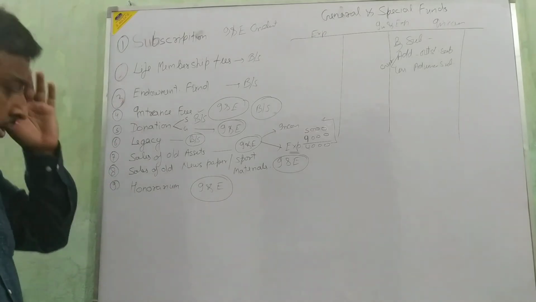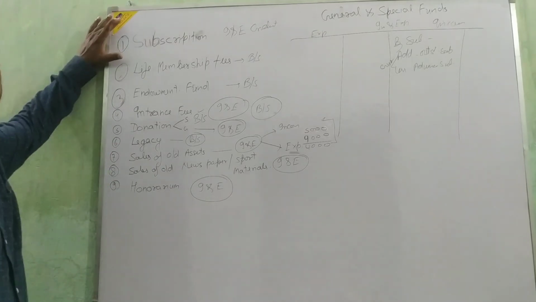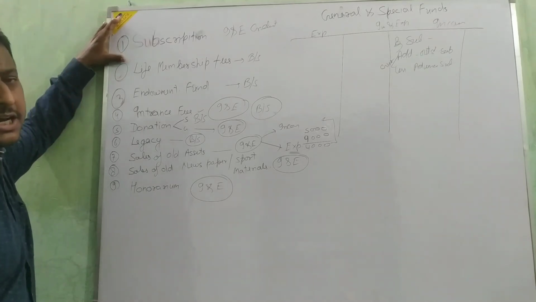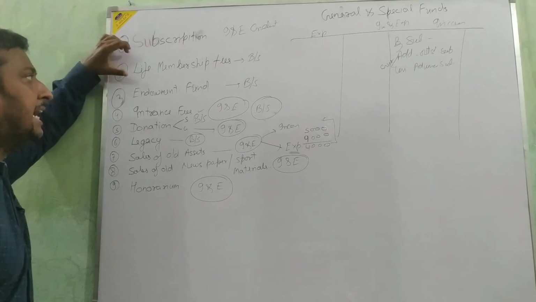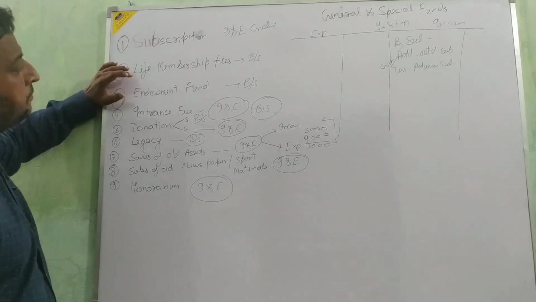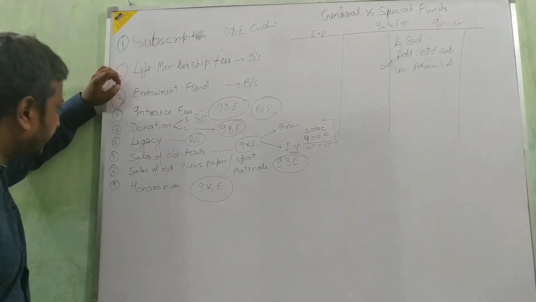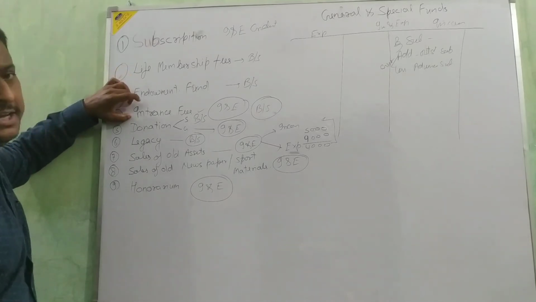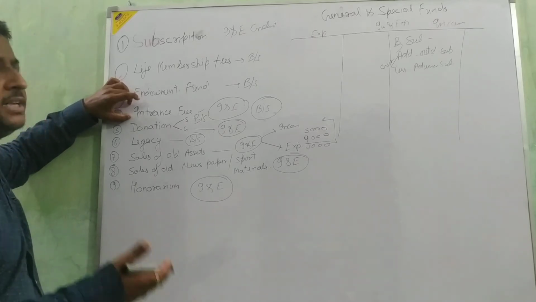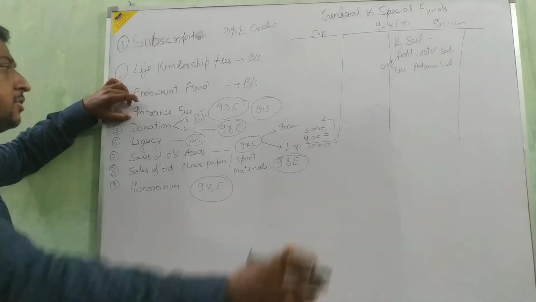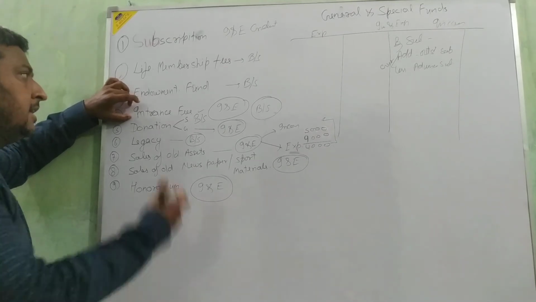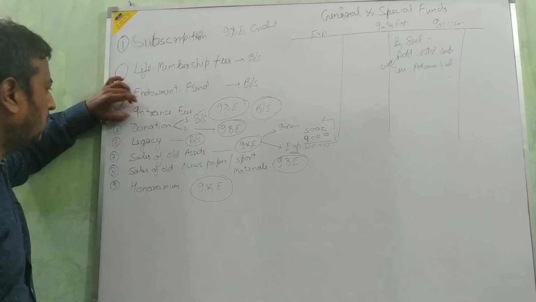It's all clear, all nine. First is subscription, shown in the income and expenditure account, credit side. Life membership fees, liability side, balance sheet. Endorsement fee, liability side, balance sheet. Entrance fee: if specialized information is given about this entrance fee, it will be shown in the balance sheet. Otherwise, in the income and expenditure account.